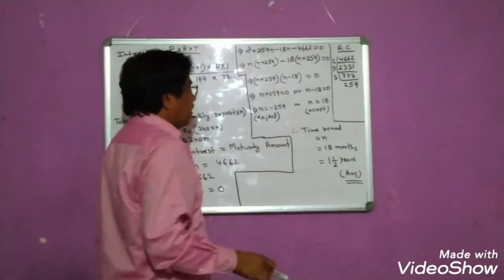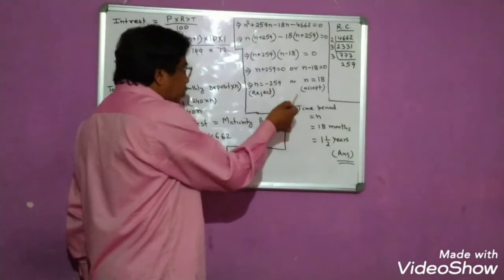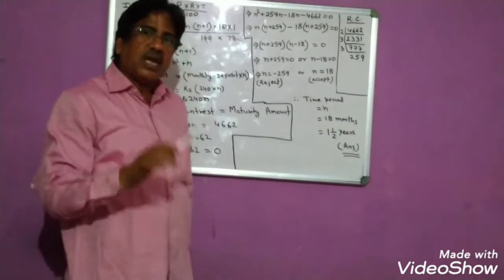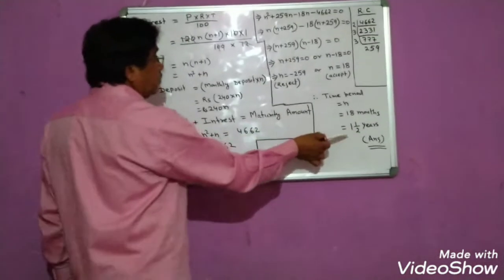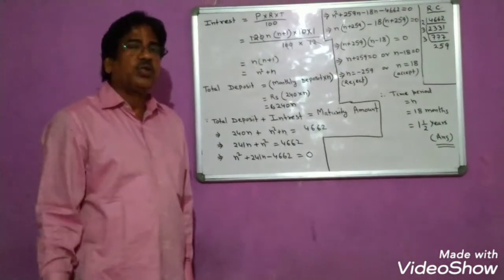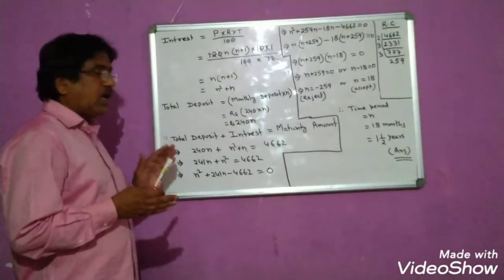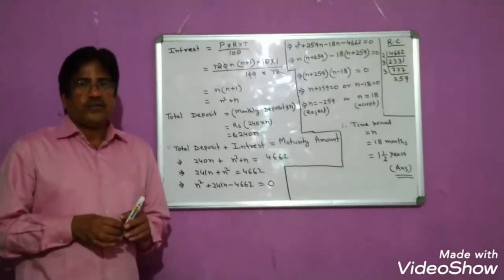So finally we have come to the final time period, that the total time period was 18 months, and this 18 months can be changed into years. So 18 months will be equal to 3 by 2 years. So this is how we have calculated the number of months.